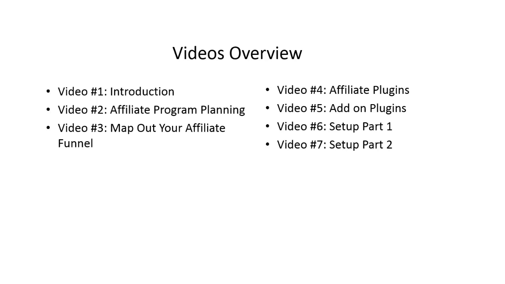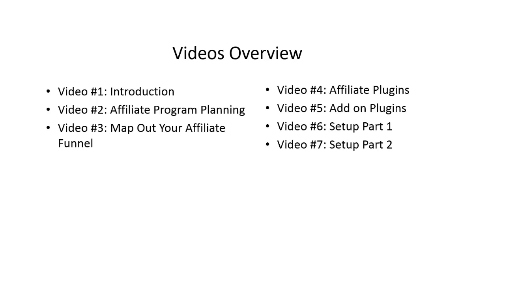Video number 4, we're going to talk about the different affiliate WordPress plugins that are out there and that are available to you. And of course, video number 5, we'll talk about add-on plugins. So in other words, besides the core affiliate program that should be able to track everything so that your affiliates can send prospects to your site and then they get credited, besides that core, there's a lot of different features that you can add on. And we'll talk more about that in that particular video.